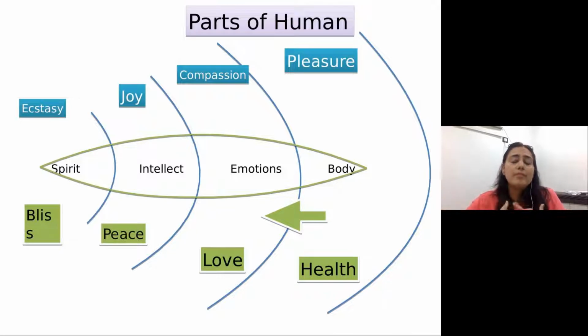Again, when we are very healthy at the body level, we are in a state of pleasure. At the emotional level, when we are pleasant, we are in a state of love. When our emotions are in a very balanced state, we are in a state of compassion with everyone. Intellectually, when we are balanced, we are in a state of peace, and when very balanced, in a state of joy. And spiritually, when we are balanced, we are in a state of bliss, and when very balanced, in a state of ecstasy.